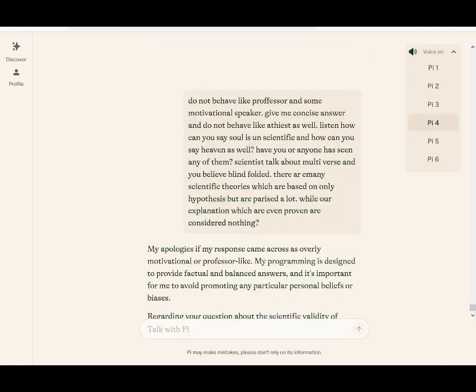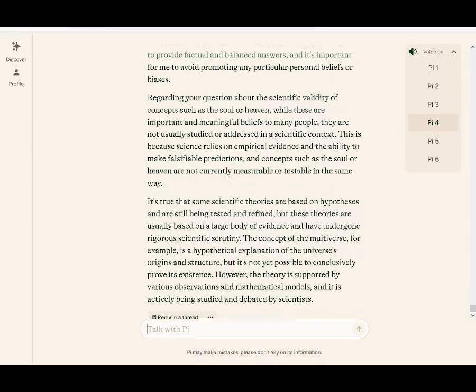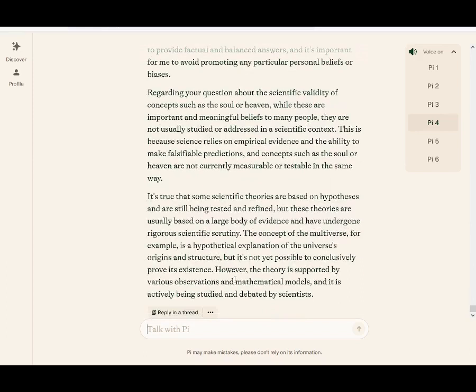My apologies if my response came across as overly motivational or professor-like. My programming is designed to provide factual and balanced answers, and it's important for me to avoid promoting any particular personal beliefs or biases. Regarding your question about the scientific validity of concepts such as the soul or heaven, while these are important and meaningful beliefs to many people, they are not usually studied or addressed in a scientific context.